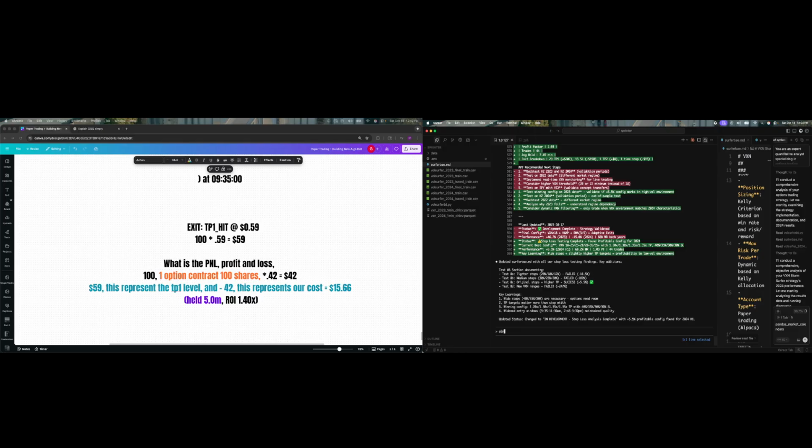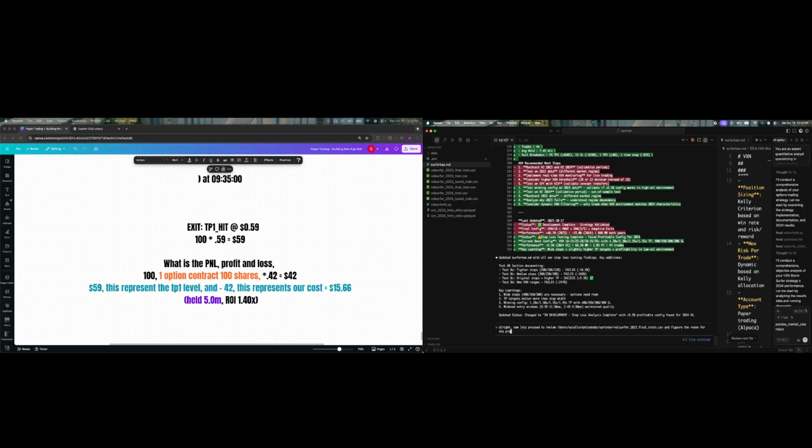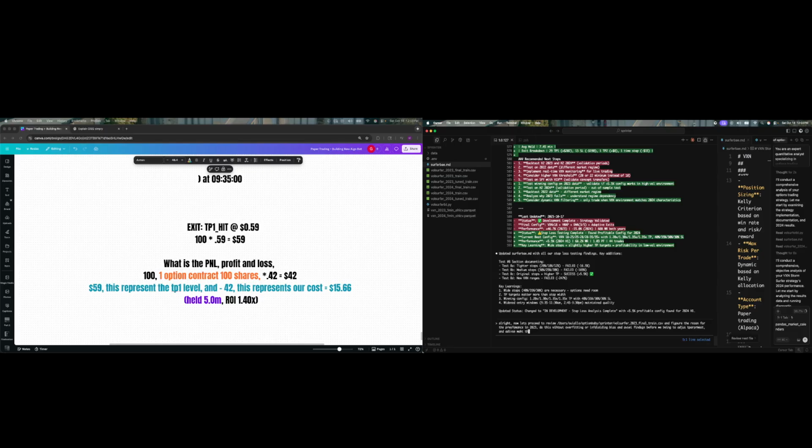All right. Now let's proceed to review and figure out the reason for the performance in 2023. Do this without overfitting or introducing bias, and advise findings before we begin to adjust parameters, and advise what the full parameters are currently and hypothesis. Cite your sources in your response.